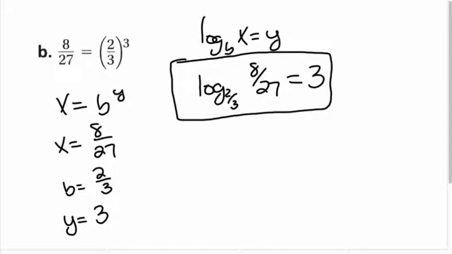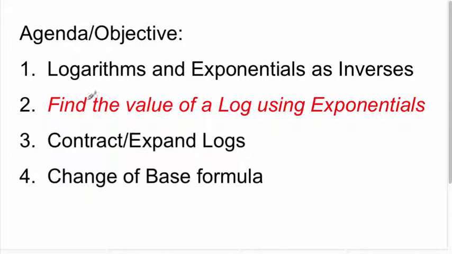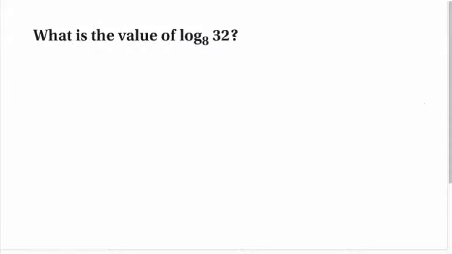Okay, let's continue. Now we're going to switch gears. I just showed you that logarithms and exponentials are inverses, and how to go from an exponential to a log, and later in the lesson I'll show you how to go backwards. But now we're going to focus on finding the value of a log using exponentials. So what is the value of log base 8 of 32? So log base 8 of 32, we know this should equal y. So now I'm going to show you how to go back.